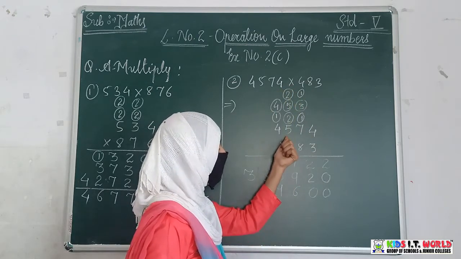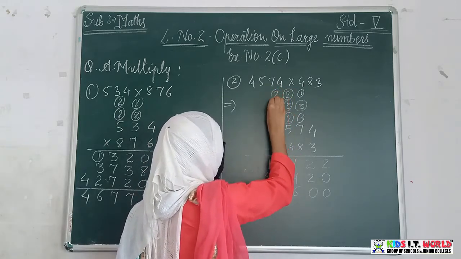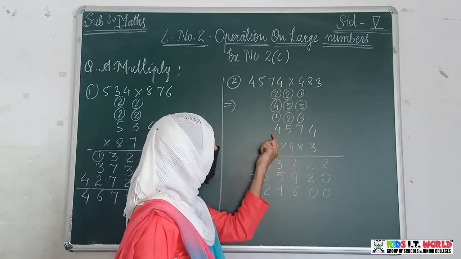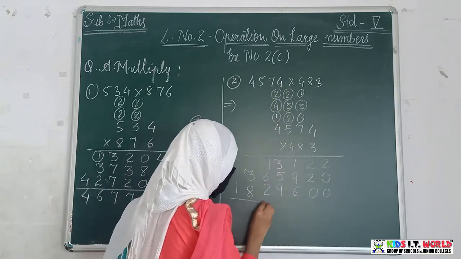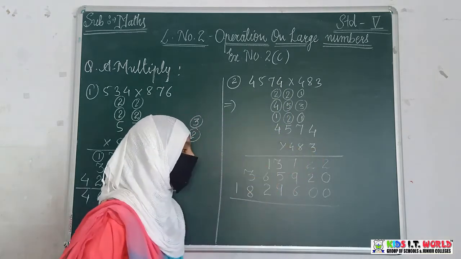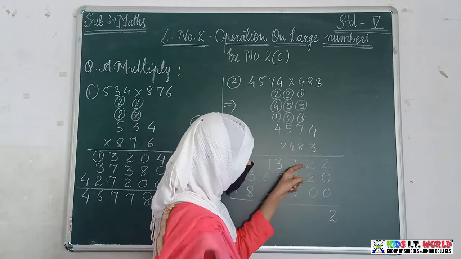5 4s are 20. 20 plus 2 it is 22. 2 will be here and next 2 will be carried. Then 4 4s are 16. 16 plus 2 is 18. Here all the multipliers are over. Now do the addition. Here 2 plus 2 is 4.